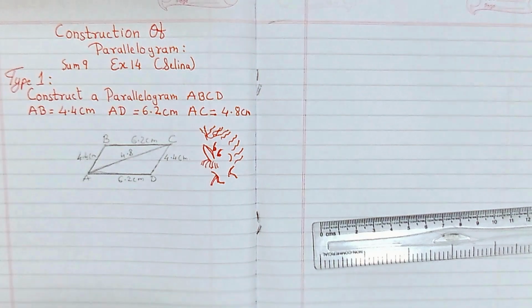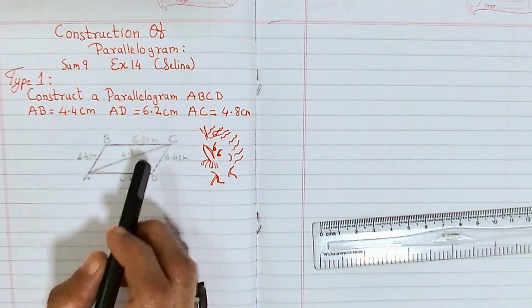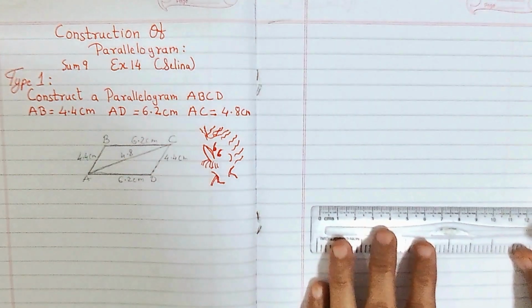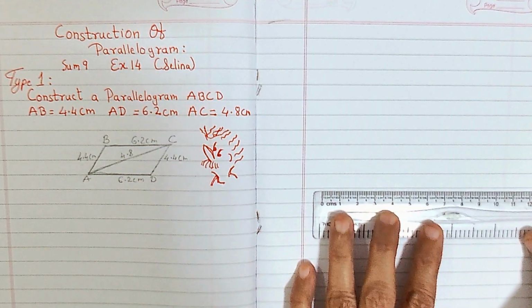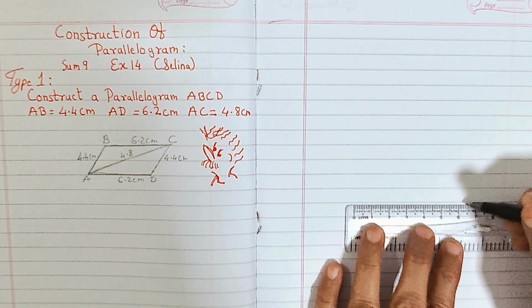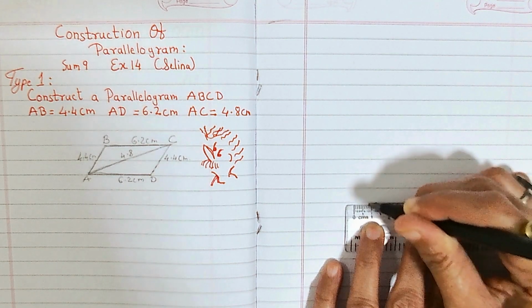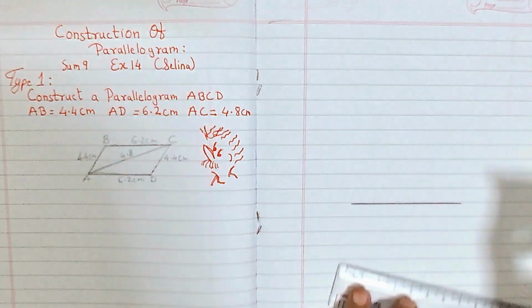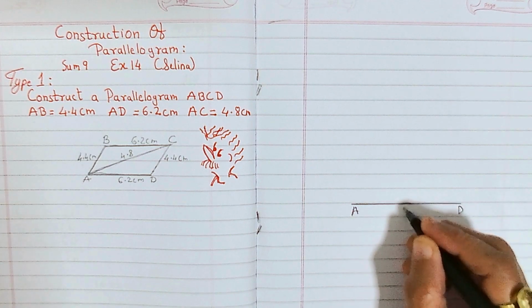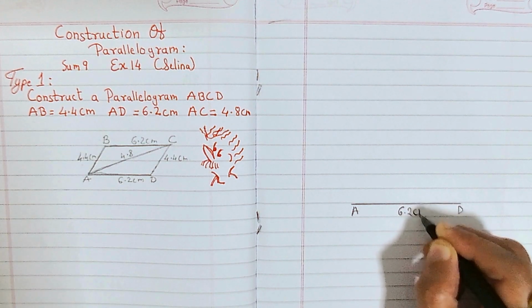As the rough sketch is ready with us, it becomes easy and faster for us, and we will be able to draw an error free diagram. Let us start. Draw AD, 6.2 centimeter.